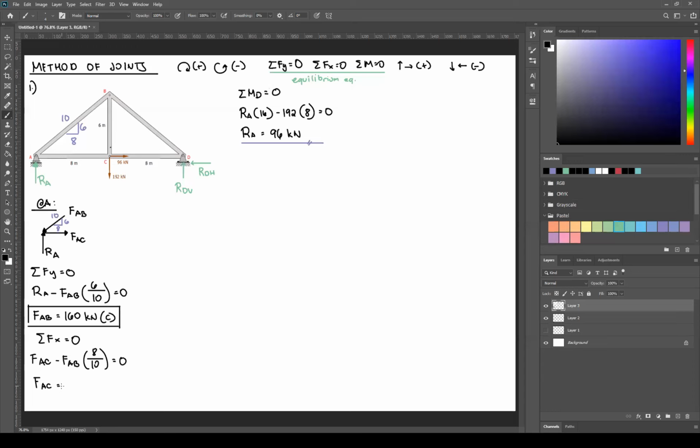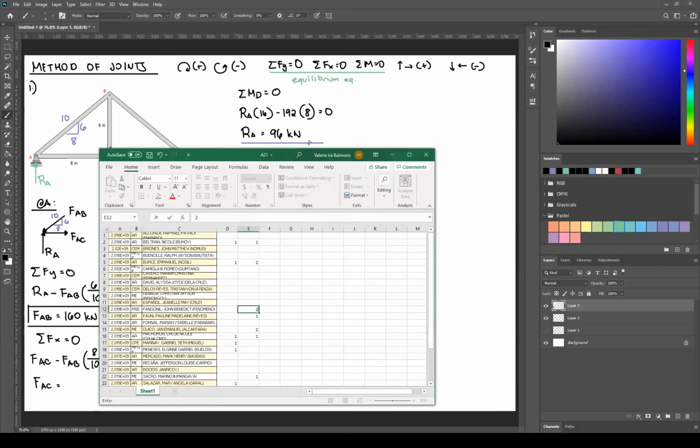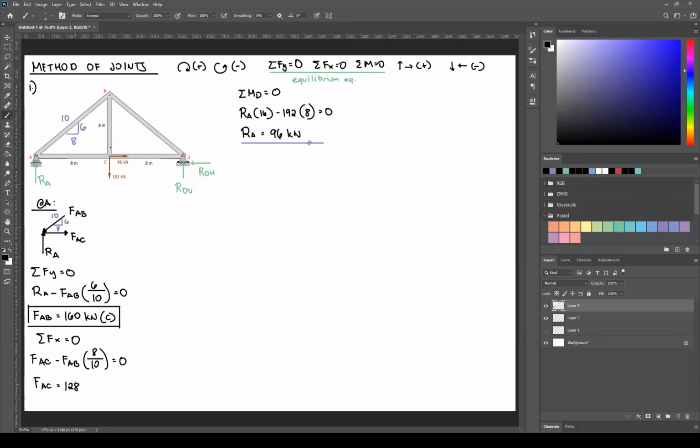Correct. Again, our answer is 128. Positive, therefore, correct assumption for direction. Just write out the unit. Our assumption is to the right, and that's away from the joint. Therefore, that's tension.